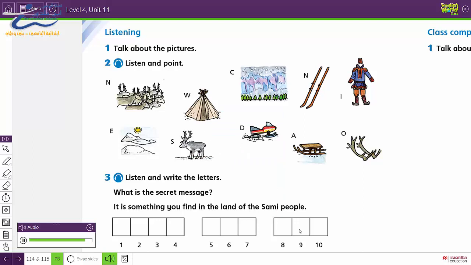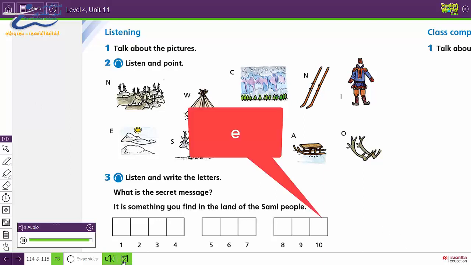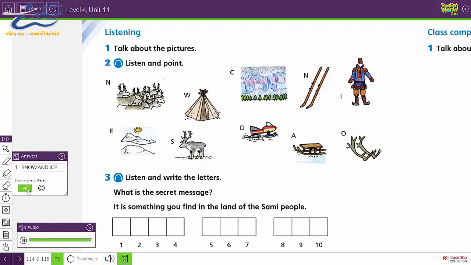Number 10. In the summertime, it stays light all day and all night. The sun doesn't go down. In summer, the north of Europe is the land of the midnight sun.